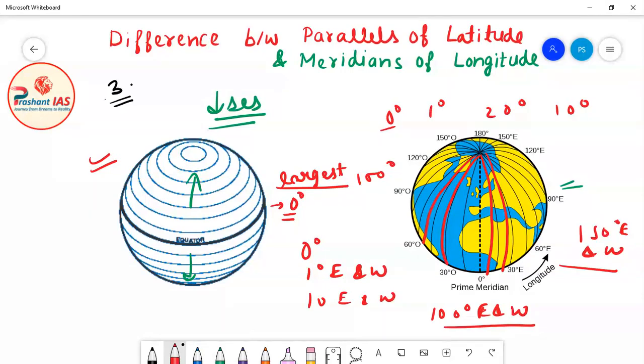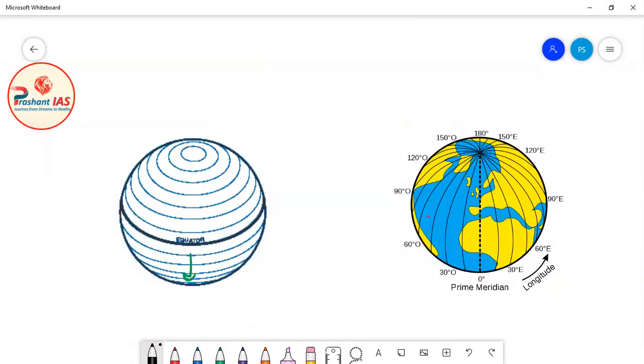The size of parallels of latitude decreases as one moves from equator to either pole, but the size of all the meridians of longitude is always same. So friends, now this concept is completed. So now let's move forward to another concept.